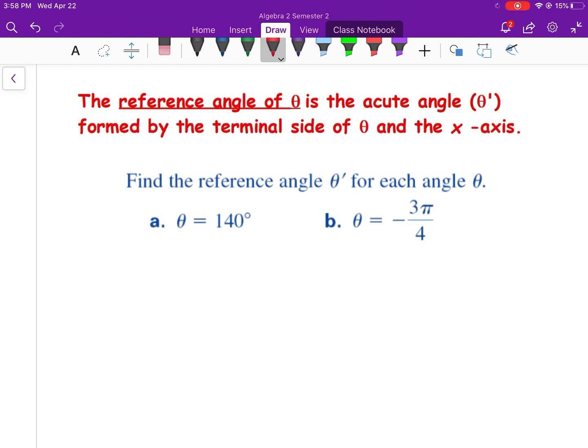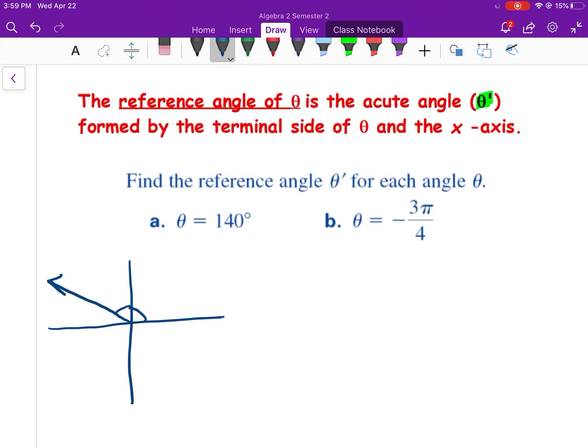Okay. Now, reference angles. The reference angle of theta is the acute angle, and you notice it's like theta with theta prime, you can say, that's got that little dash, formed by the terminal side of theta and the x-axis. The big thing there, the x-axis. So if we got an angle of 140, what we're going to do is we're going to draw that angle. Okay, for 140, I know that's in quadrant 2. Okay, if we go straight on the positive y-axis, that's 90. So we've got 90 degrees. We got to go another 50 degrees.